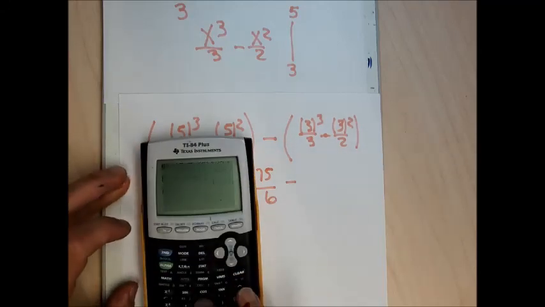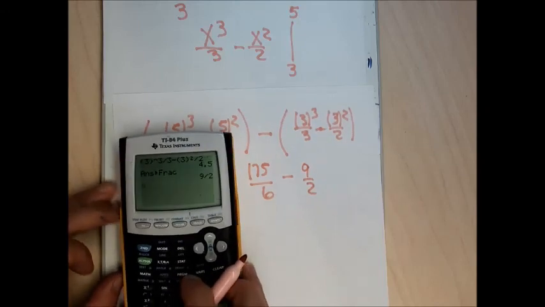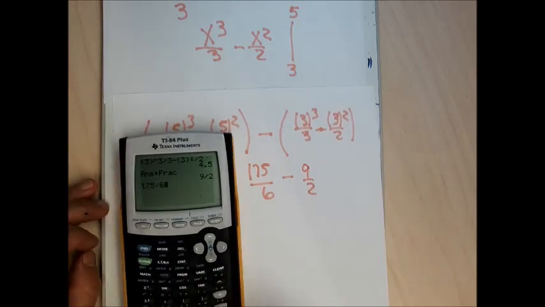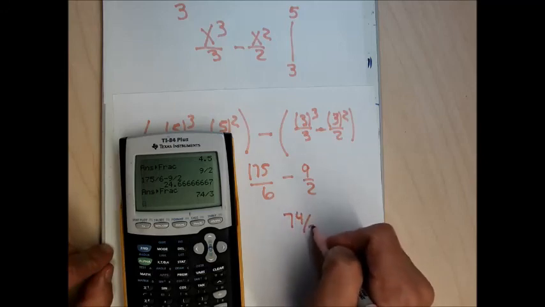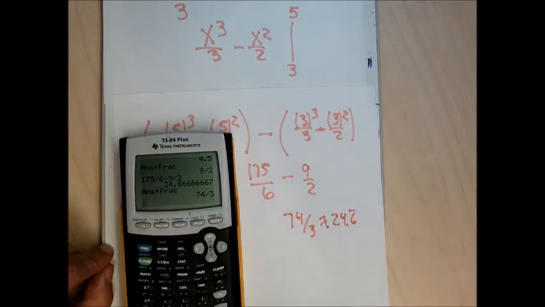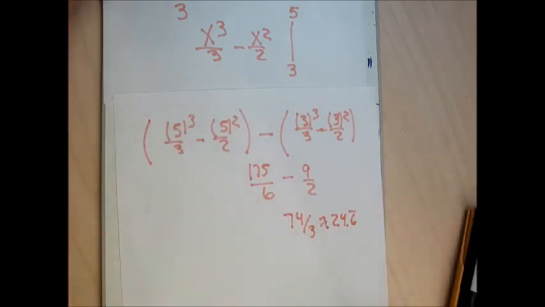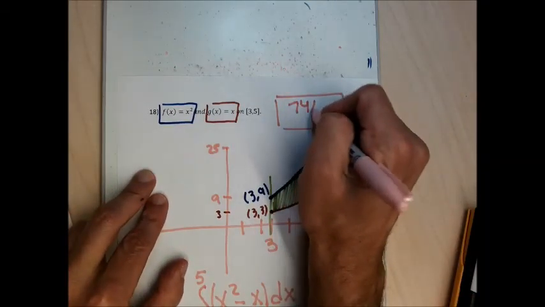Second one I do 3 up arrow 3 divided by 3 minus 3 squared over 2, which is 9 halves. So now I'm going to do 175 over 6, which is the first computation, minus 9 halves, which is the second computation, and get 74 over 3, which was 24.6 repeating, I think. The answer to 18, the area is going to be 24.6. So my answer is going to be 74 over 3.